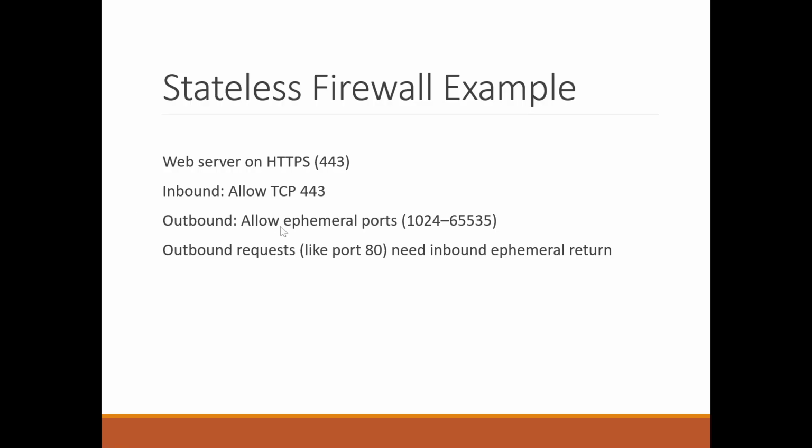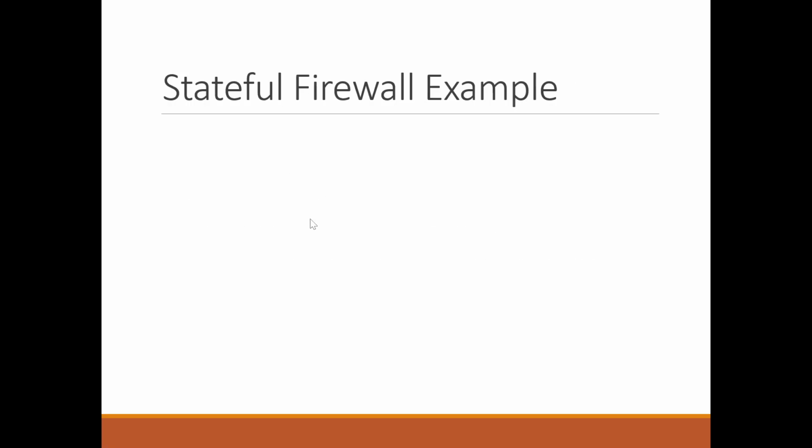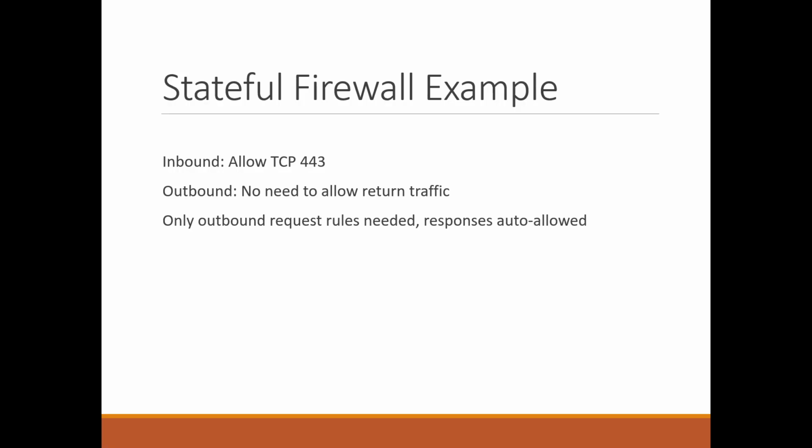Next, we'll see an example of a stateful firewall. Using the same HTTPS server, we allow inbound TCP 443. For outbound, keep in mind we don't need to explicitly allow response traffic, so we don't write the outbound rule. If the server initiates a connection on port 80, only outbound port 80 is needed. Response traffic is automatically allowed. So the advantage of stateful is that return traffic is automatically permitted.